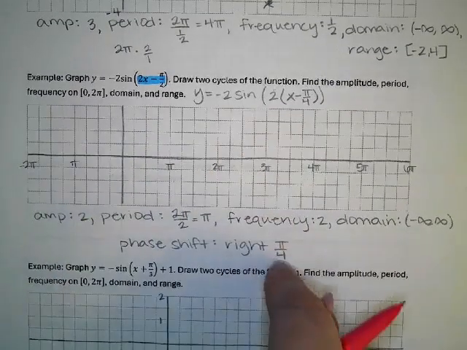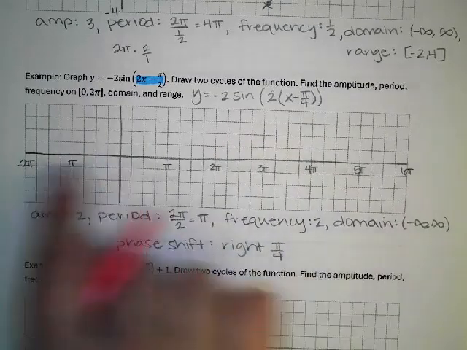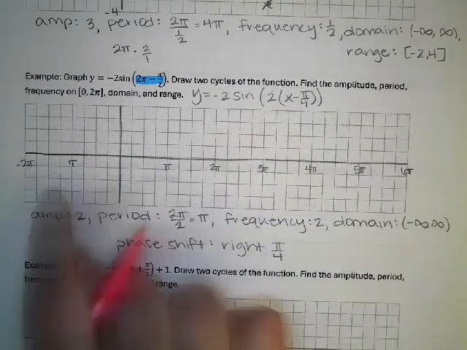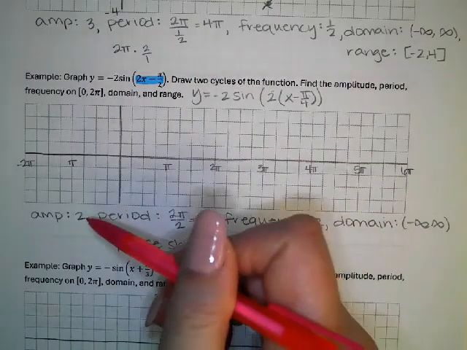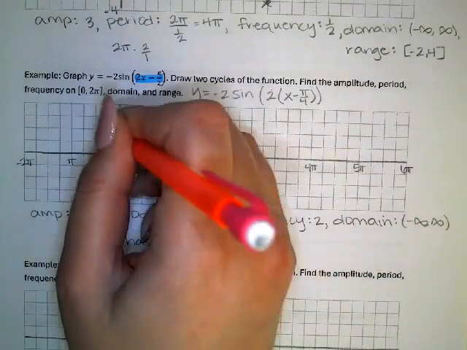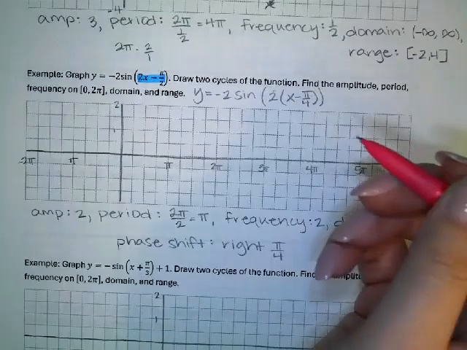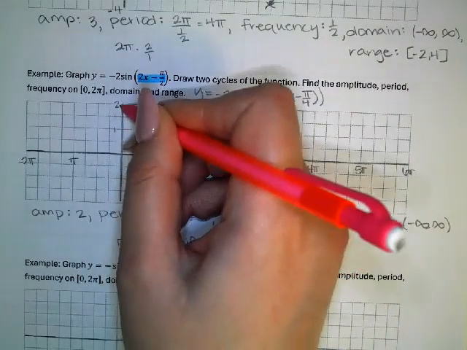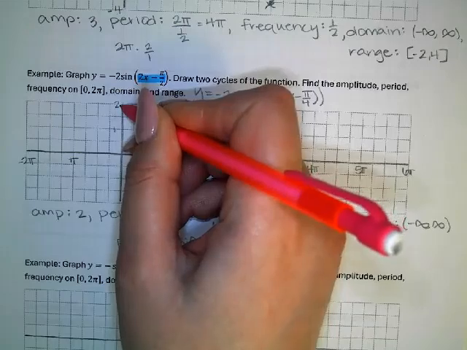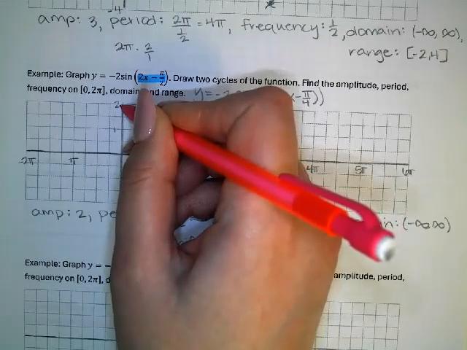For the amplitude of 2, I could do 1, 2, as I've been doing for a lot of the graphs, or I could do 2, 4. It doesn't matter. It's just going to make my graph look different compared to other people drawing the same graph. So it really doesn't matter. It's just if you're comparing answers with another person that it would make a difference. So I'm going to go ahead and just do 1, 2.